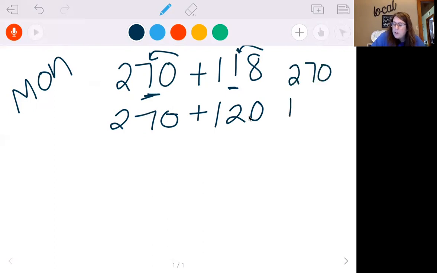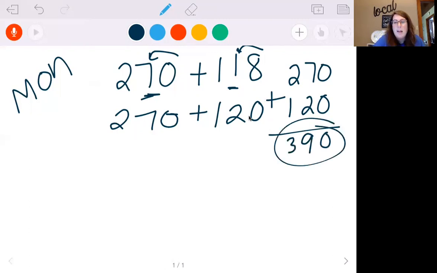270 plus 120. 7 plus 2 is 9. 2 plus 1 is 3. So about 390. So let's do the same thing down here, but with hundreds.